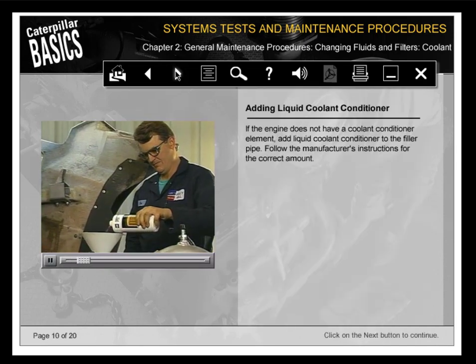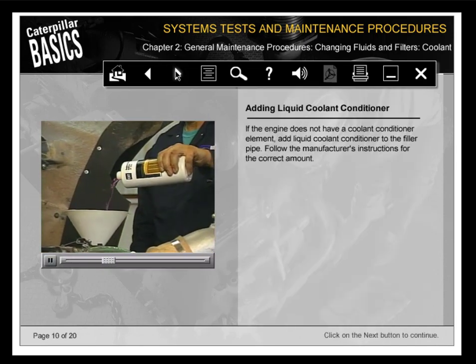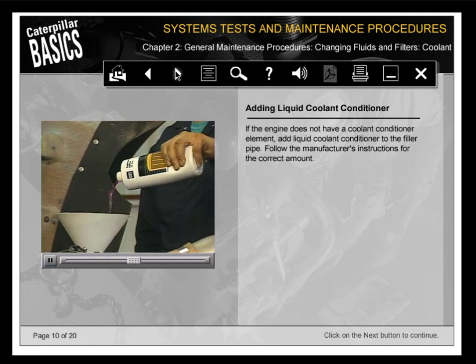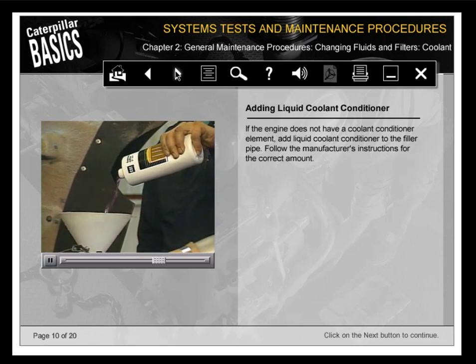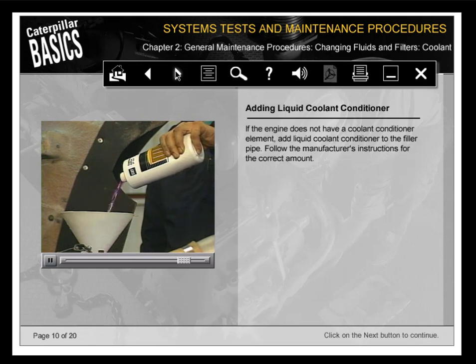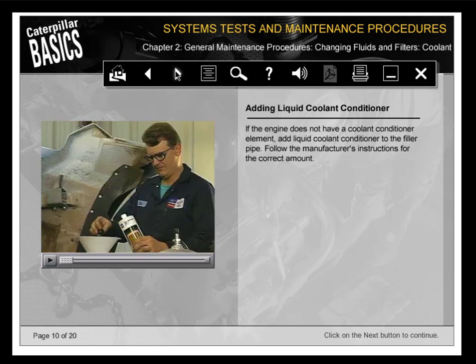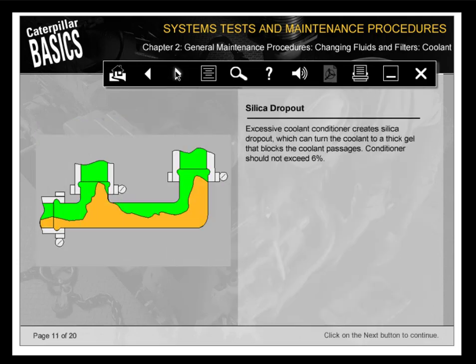If the engine does not have a coolant conditioner element, add liquid coolant conditioner to the filler pipe. Follow the manufacturer's instructions for the correct amount. Excessive coolant conditioner creates silica dropout, which can turn the coolant to a thick gel that blocks the coolant passages. Conditioner should not exceed 6%.